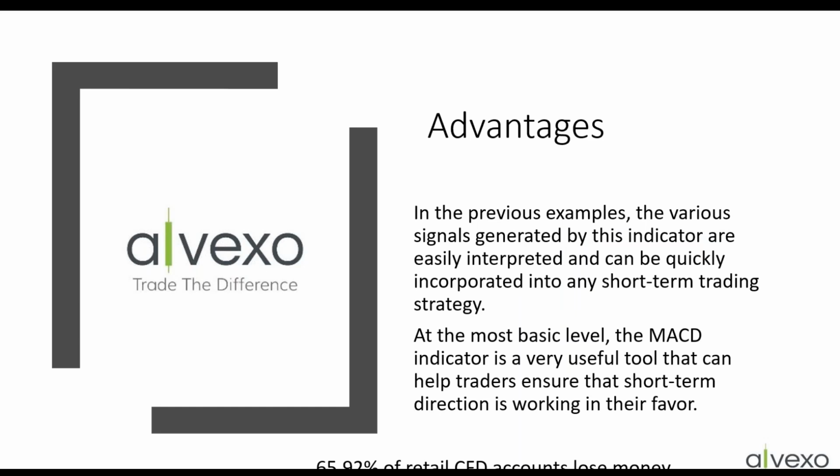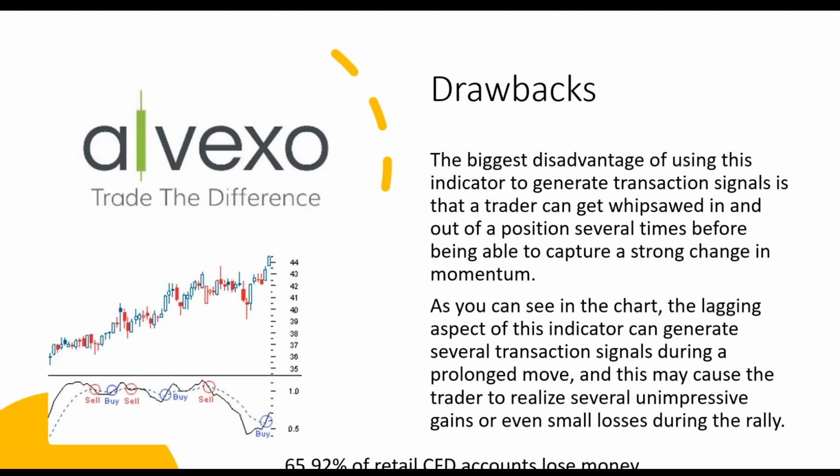So at its most basic level, the MACD indicator is a very useful tool that can help traders ensure that they are trading on the right side of the markets, and to ensure they're working with the short-term direction in their favor. The biggest disadvantage of using this indicator to generate signals is that a trader can whipsaw in and out of position several times before being able to capture a strong change, because the MACD moves quickly.